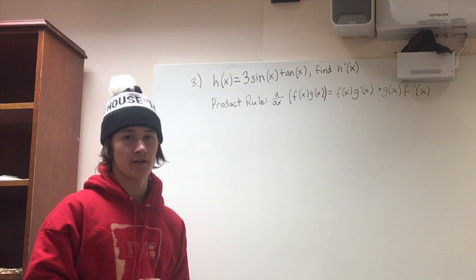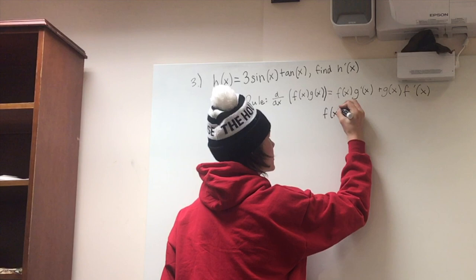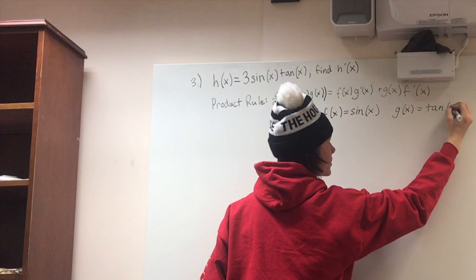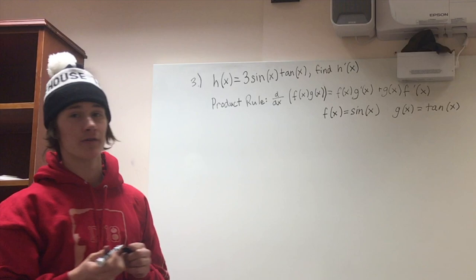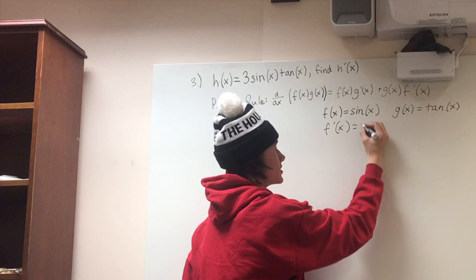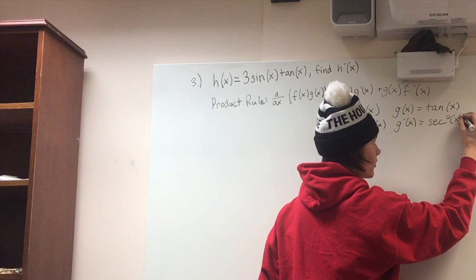But we're going to start the same way we did the first two, just writing out f of x, g of x, the derivative of f of x, and the derivative of g of x. So we're going to say f of x equals sine x, and g of x equals the tangent of x. Because we got to remember, this 3 is a coefficient here, and it applies to the whole thing. That's not part of one of these identities. So from here, we can say the derivative of f of x equals the cosine of x, and the derivative of g of x equals the secant of x all squared. So again, that's just the trig rules with regards to derivatives.